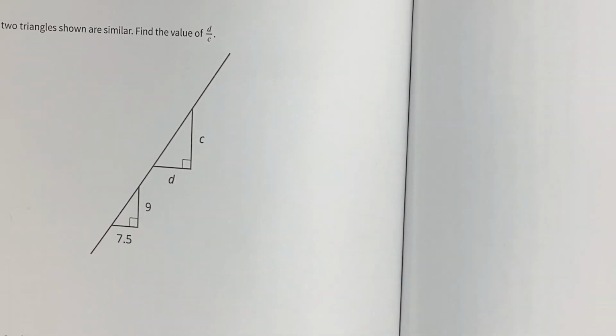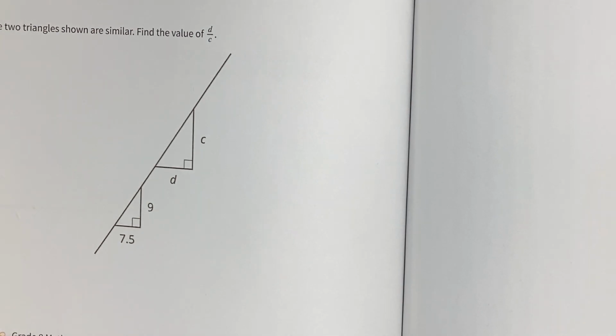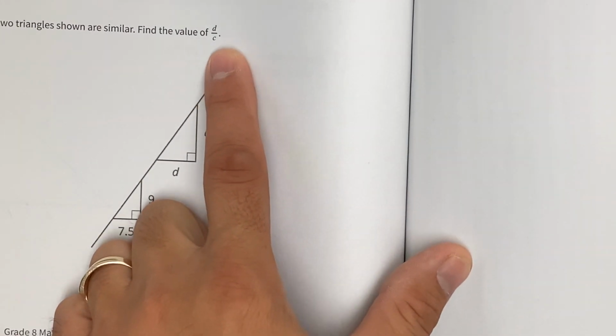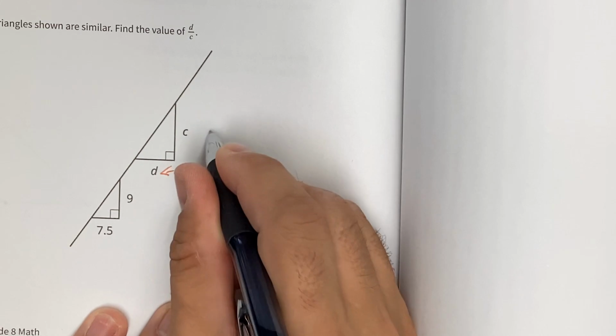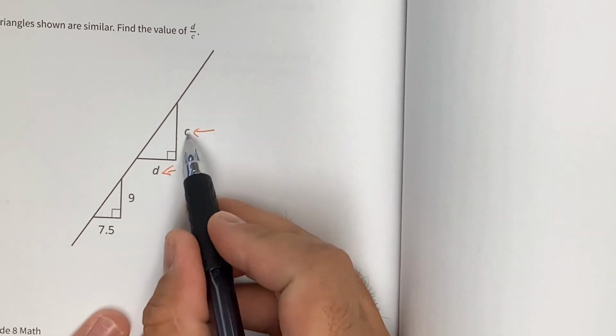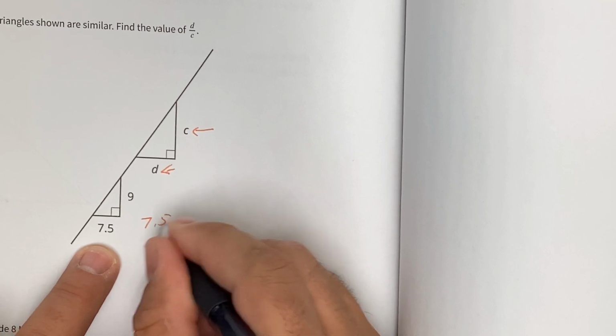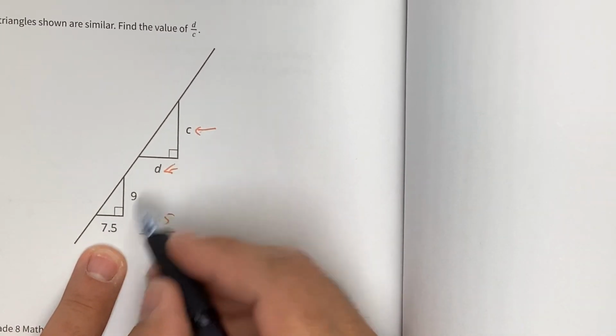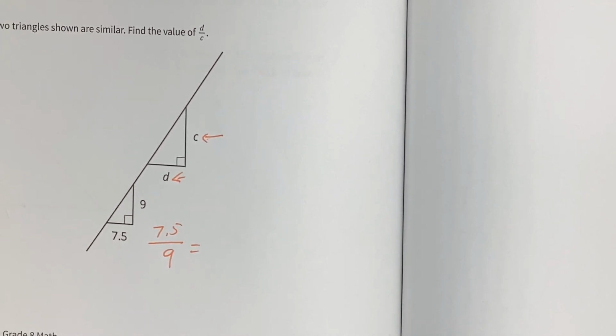Question number 3. A little tougher on this one. How can we get the scale factor here? Well, if we just want d divided by c, we actually don't need the scale factor. Side lengths are proportional, right? So d divided by c better be the same as 7.5 divided by 9, just going in the same order. So if you've got your calculator handy, what is 7.5 divided by 9?